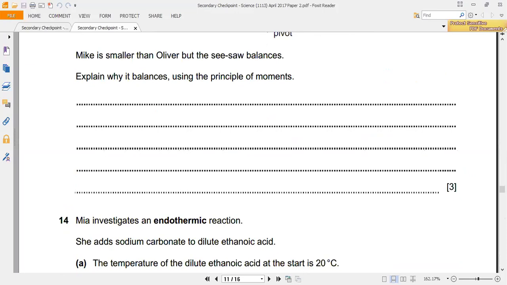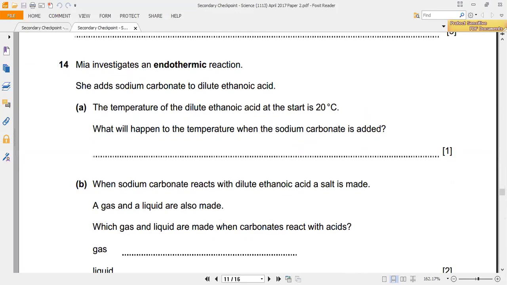Okay. Question number 14. Maya investigates an endothermic reaction. Endo means to inside, therm means heat. Endothermic means the reaction takes in heat. She added sodium carbonate to dilute ethanoic acid. A: the temperature of the dilute ethanoic acid at the start is 20 degrees Celsius. What will happen to the temperature when the sodium carbonate is added?